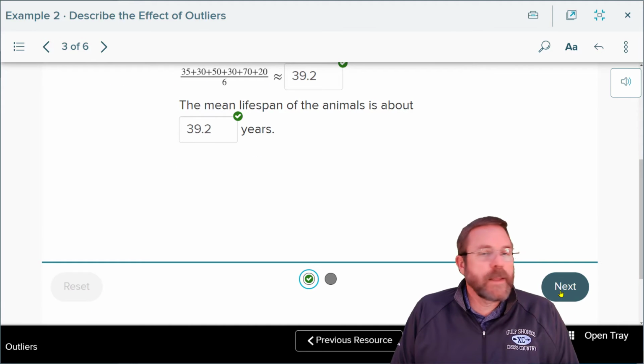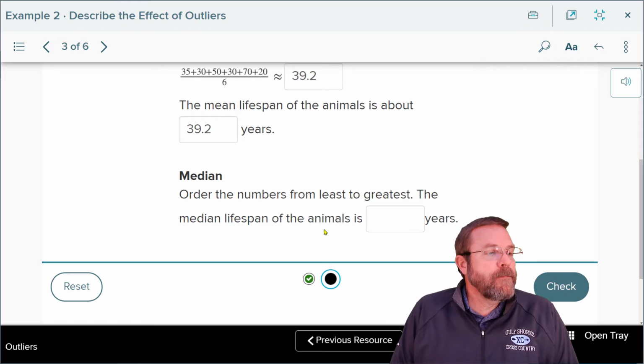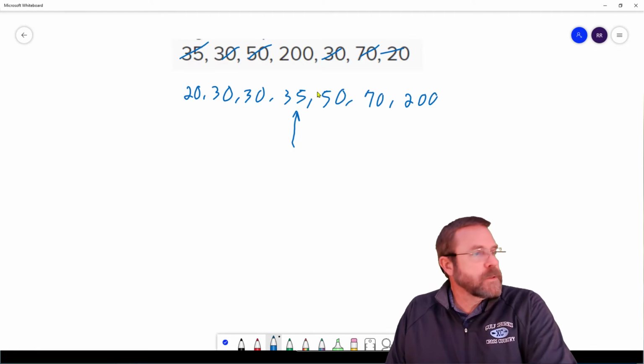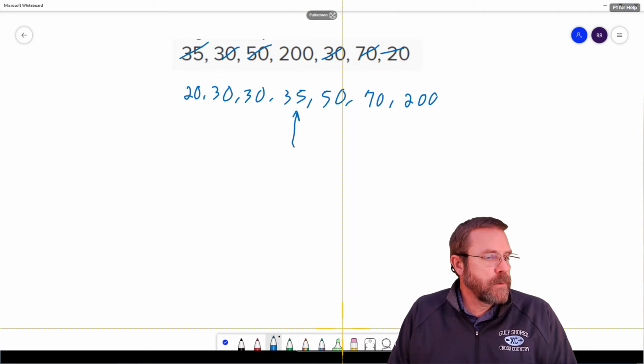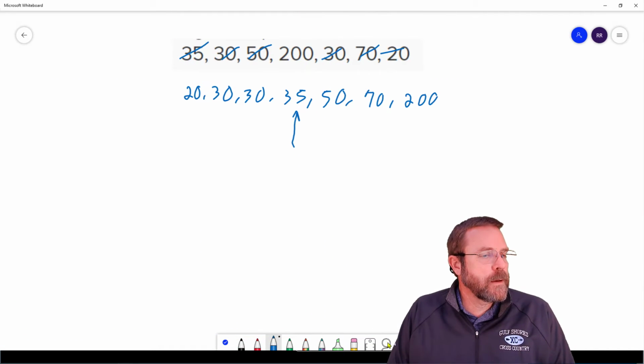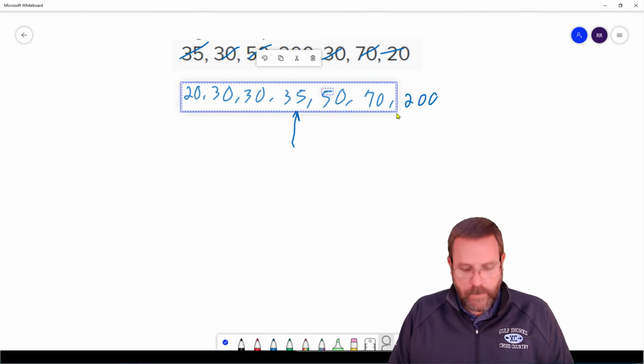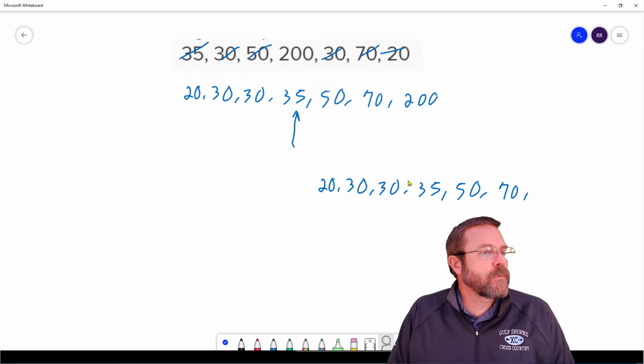Check that. That checks. Now we're going to find the median doing the same exact thing. So I'm going to jump back over to this page I had, and this time I'm only looking at these values right here. Let's see if I can copy and paste that to a new spot.